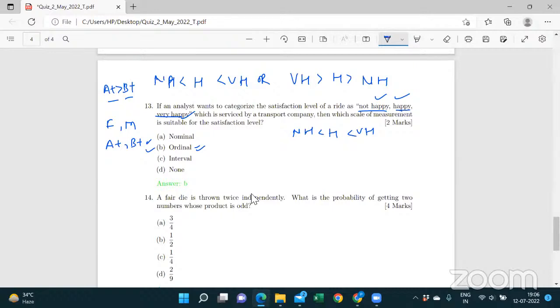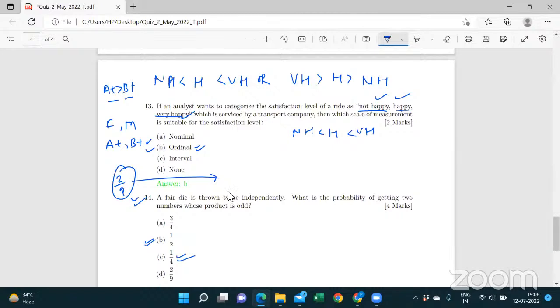Okay, so this question is also again a very easy one. What is the correct answer? B. It's 1 by 2. It's 1 by 4. Someone is saying 1 by 2, someone is saying 1 by 4. Who said 1 by 2? Nobody? Sir, I got 2 by 9. 2 by 9. How did you approach this question?